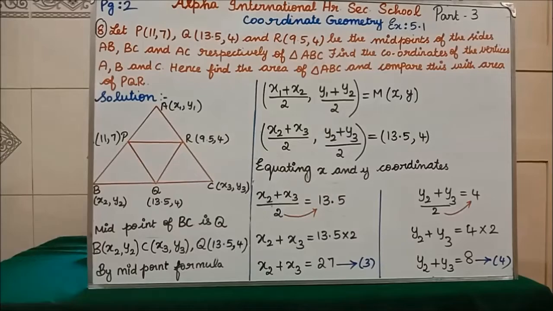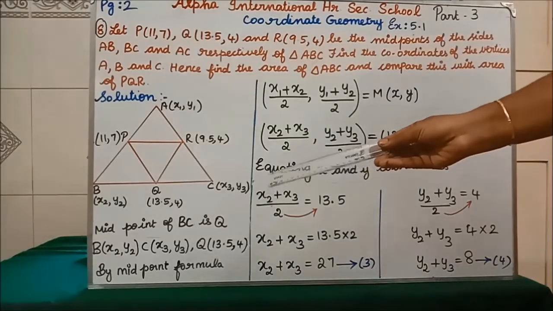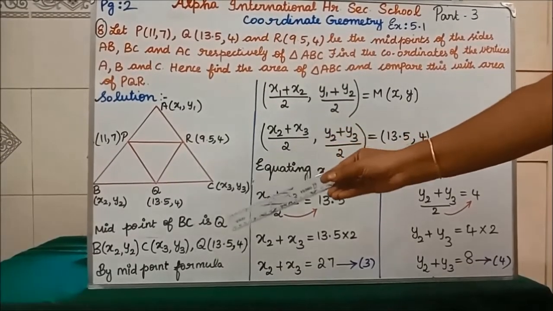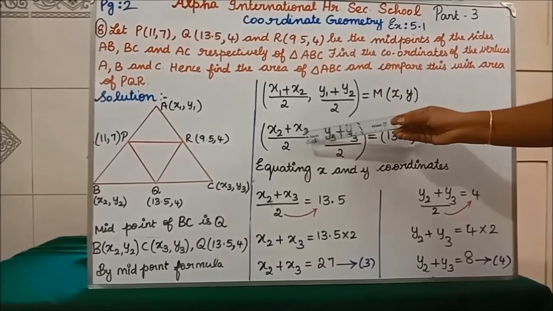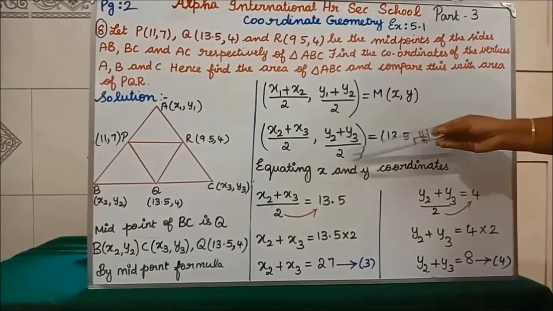By using the midpoint formula, we are going to solve this. The midpoint formula is what? x1 plus x2 by 2, y1 plus y2 by 2 is equal to M of x, y. This we have seen in the part 1 video itself. Now, see their points. Instead of x, what values do we have? x2, x3. Instead of y, what values do we have? y2, y3. So wherever you have x, you substitute x2, x3. Wherever you have y, you substitute y2, y3. Divided by 2, divided by 2.